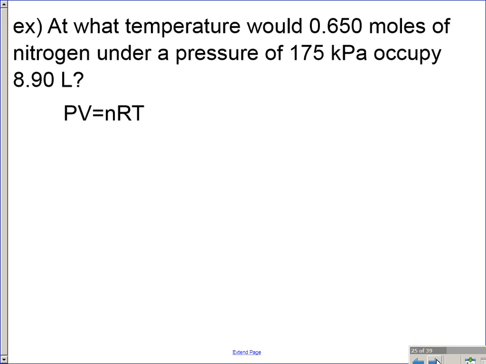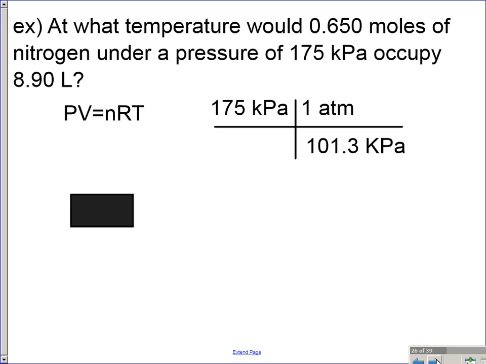So make sure that all of your units match. If you don't know the R value for kilopascals, you need to make sure to convert into atmospheres or a unit that we know. So I did that first. We did stoichiometry, and 175 kilopascals divided by the standard pressure in kilopascals, converting into atmospheres, is going to give you that our pressure is 1.73 atmospheres.